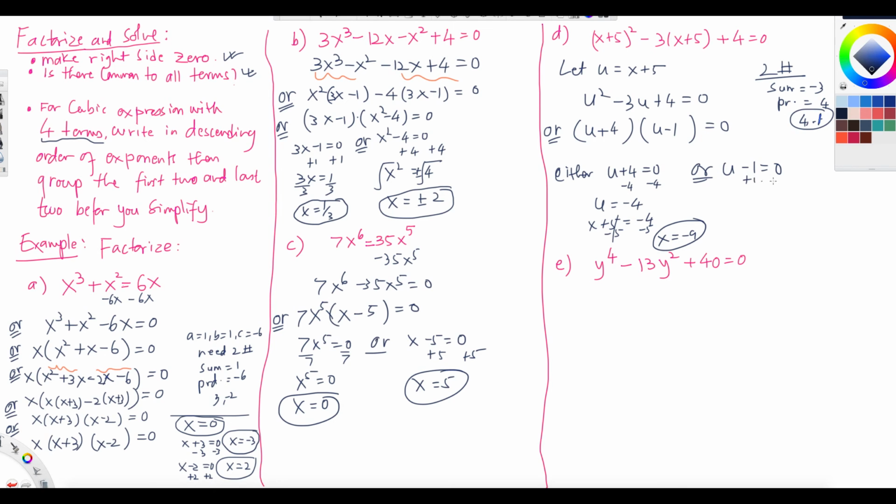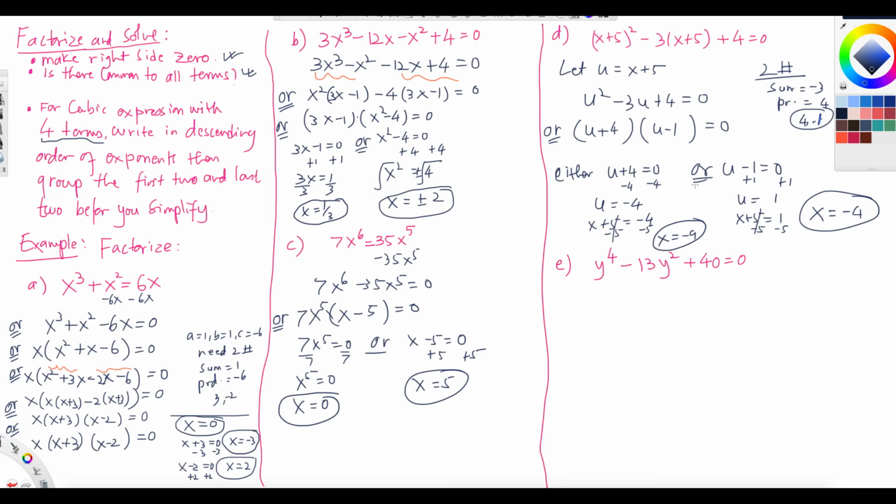Similarly, add 1. What do you get? u equals positive 1. Now, but you need to find the value of x, not the value of u, because you assumed u just to make the problem easier. But you need to find out the value of x because the question is given in terms of x. So let's plug in: u is x plus 5 equals 1. So subtract 5. What do you get? That will cancel out. x equals negative 4. Those are the two answers, negative 9 and negative 4.